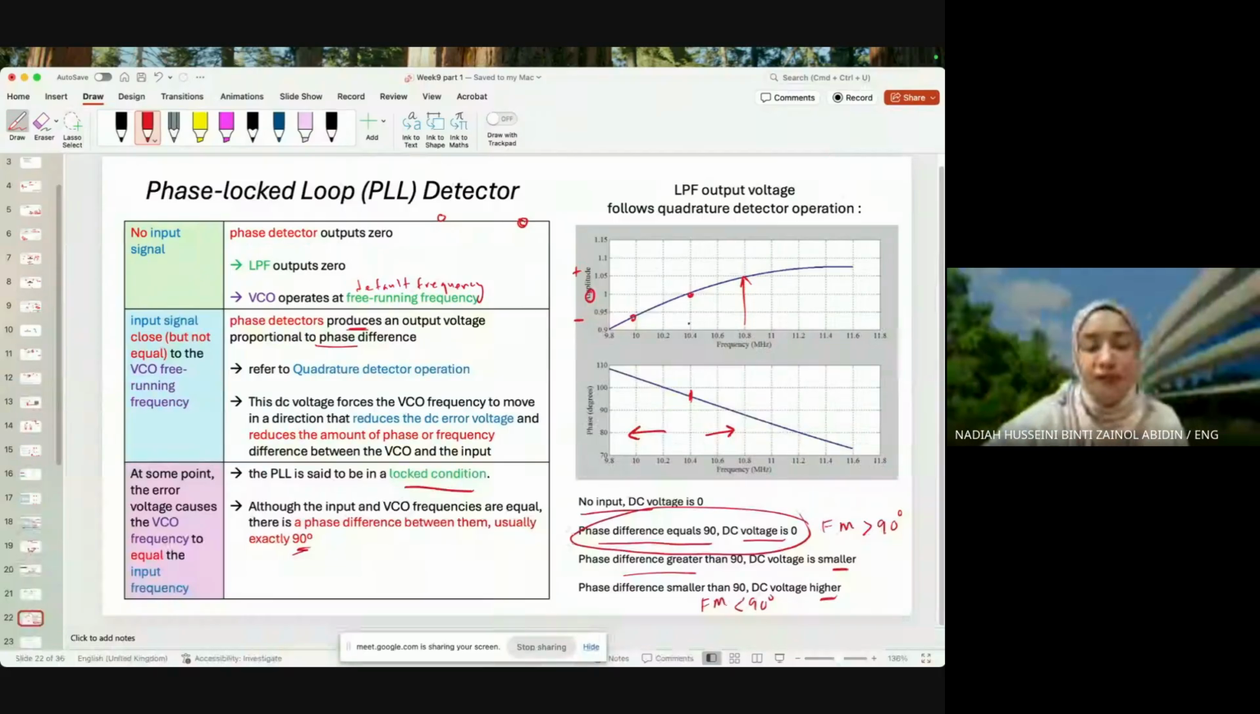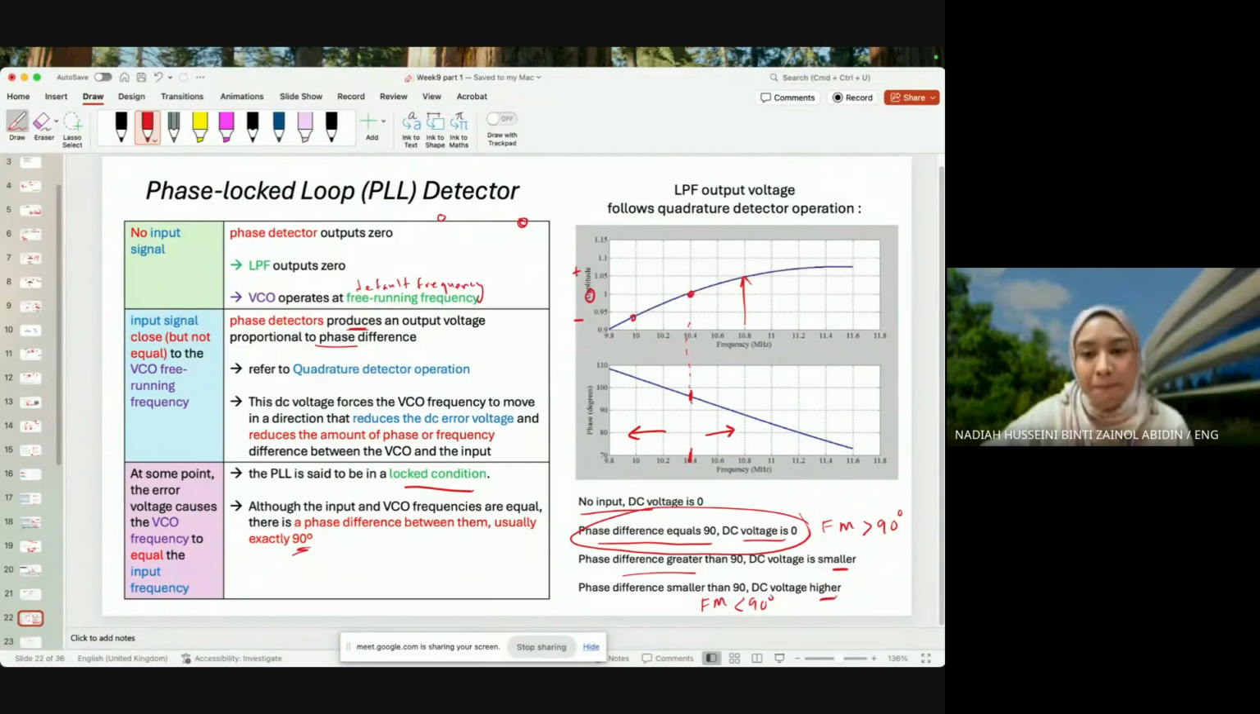I hope I have a diagram for this. I forgot if I have it or not. So basically, if the phase difference is equal to 90 degrees, the DC voltage is 0. So the frequency is maintained at the natural frequency of the VCO.